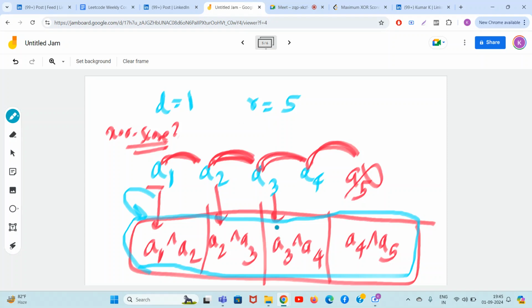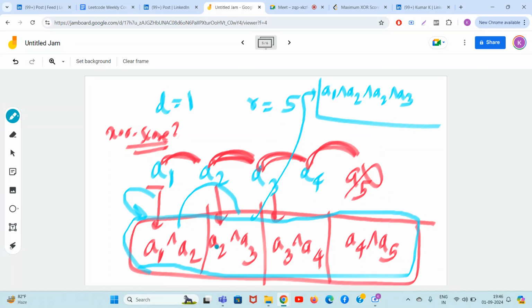What will happen if you do this process again? If I do this process again, how will the numbers look? Let me write here. First number XOR with second number: A1 XOR A2 XOR A2 XOR A3. This process you have to do again and again. So if you do this process again, what will be the first number of the new array? A1 XOR A2 XOR A2 XOR A3.